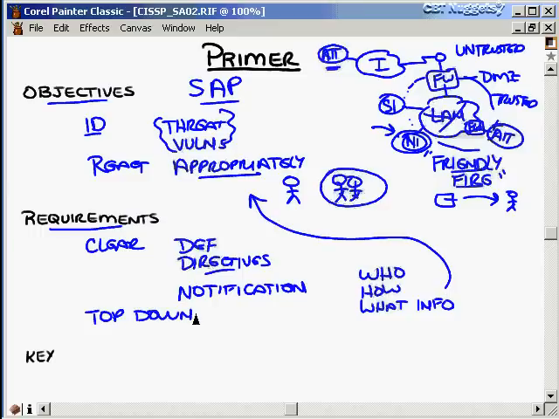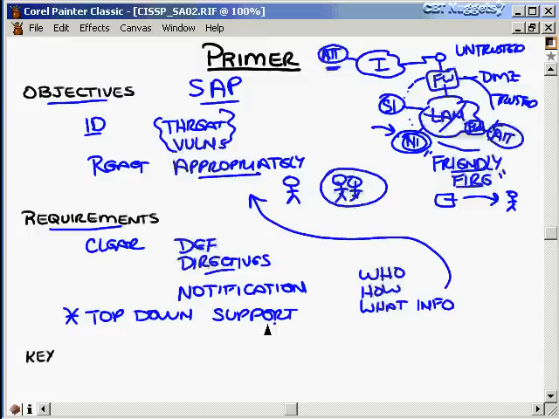So these are the requirements, and beyond those clear definitions, you also have a requirement of top-down support. This is when we're talking about getting the support of upper layer management. And believe me, this is key. If you don't have that top level support, then there's no reason in going forward with the security awareness program. So when we talk about support, what is it we're talking about? Well, right off the bat, you're probably thinking we're talking about money, and indeed we are.